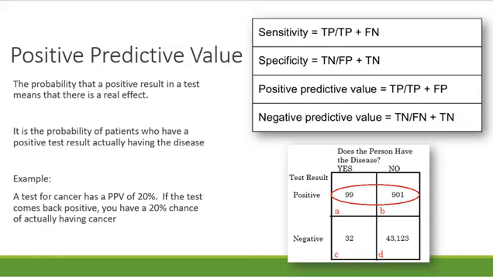Letting them know what the chance is that they might have something. So it's the probability that a positive result means there's a real effect. Positive predictive value: do you have the disease based upon having a positive test? For example, a test for cancer that has a positive predictive value of 20%. That means if it comes back positive, you have a 20% chance of having that cancer.